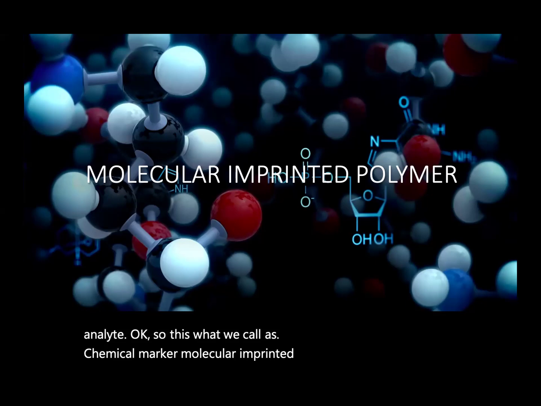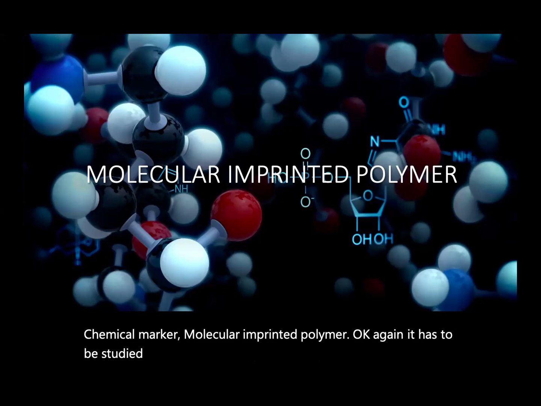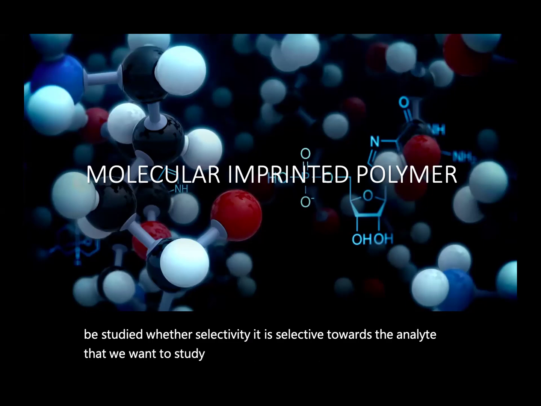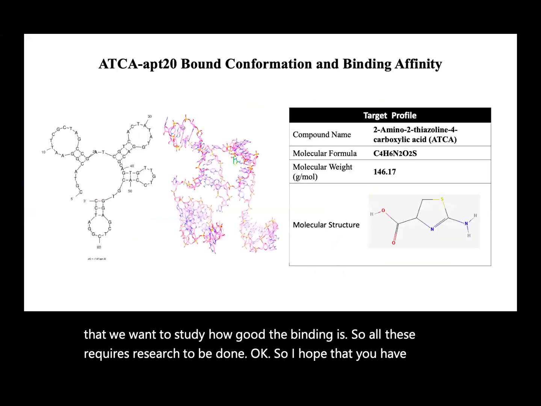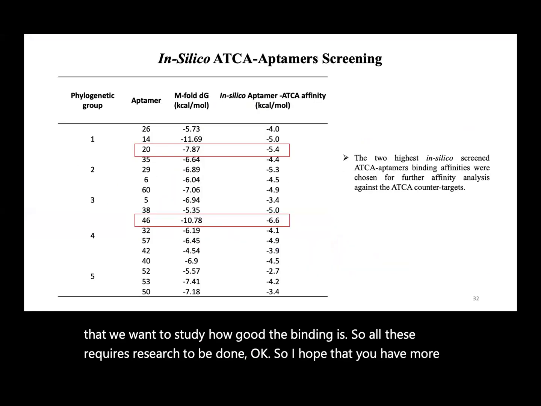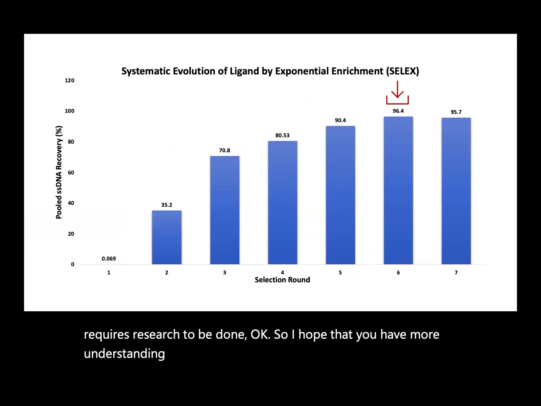Again, it has to be studied whether it is selective towards the analyte that we want to study, and how good the binding is. So all this requires research to be done. I hope that you have more understanding of the production of biomarker and chemical marker.